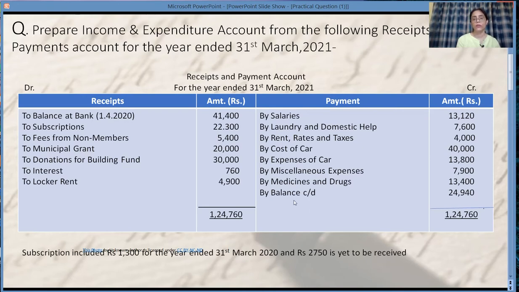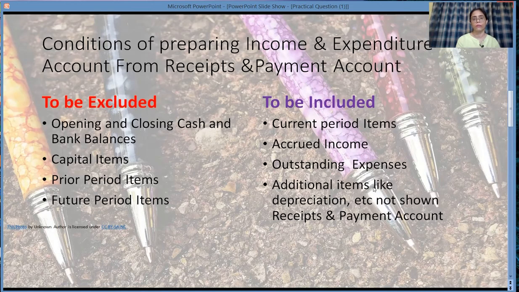So what we have to do is take the details of the receipts and payments account and, from this, prepare the income and expenditure account. Now what are the conditions? We have to remember, just a quick revision, what is to be excluded: the opening and closing balance of cash and bank. We don't have to include capital items in the income and expenditure account.